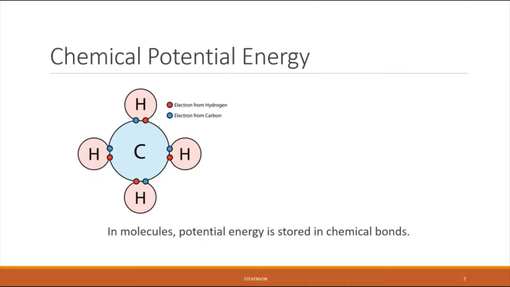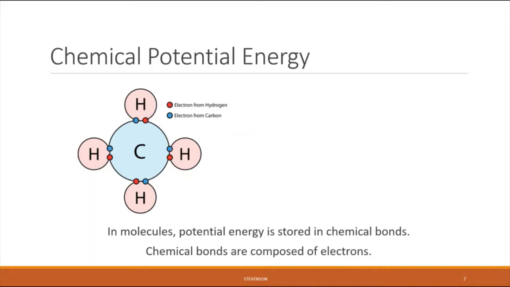If we look at the picture on the screen right here, just to refresh our memories, we see an atom of carbon that is in covalent bonds with 4 atoms of hydrogen. And the covalent bond means that it is actually sharing its electrons with the hydrogen atoms here. So those shared electrons represent the bond. Therefore, as we already know, chemical bonds themselves are composed of electrons.